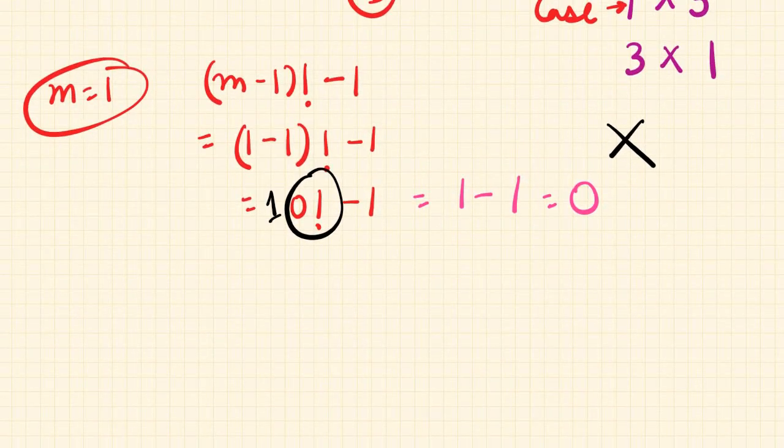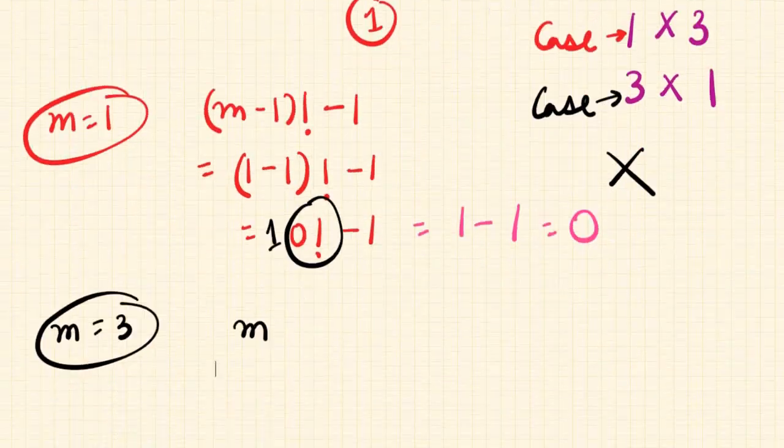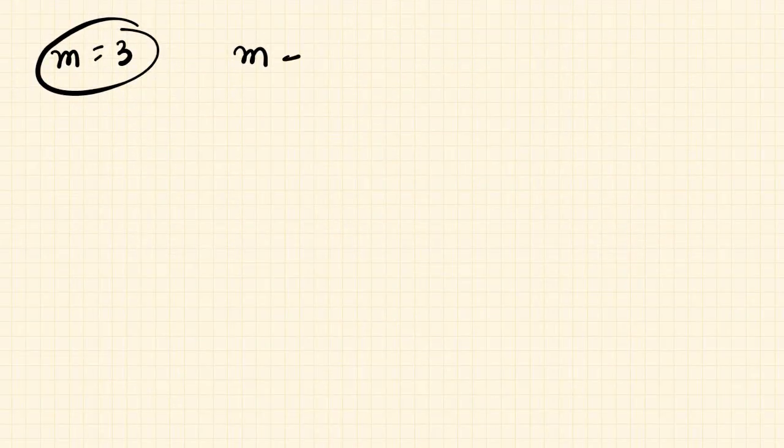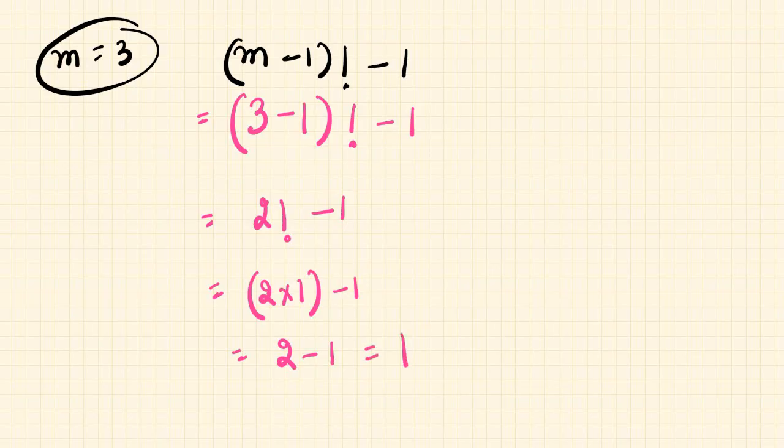Now let's talk about the second case. We're going to call m 3, and the other part, what was that? I forgot. m minus 1 factorial minus 1. Oh yeah, m minus 1 whole factorial minus 1. So if m is 3, 3 minus 1 whole factorial minus 1 is 2 factorial minus 1, 2 times 1 minus 1, 2 minus 1, 1. That came to be 1.